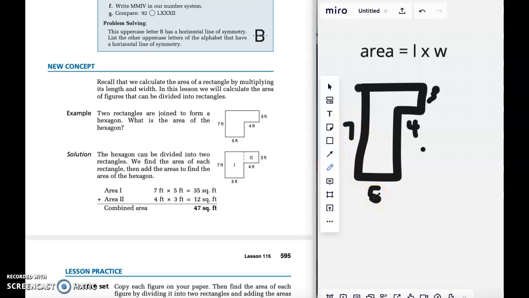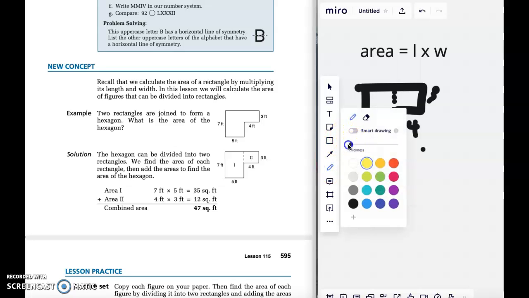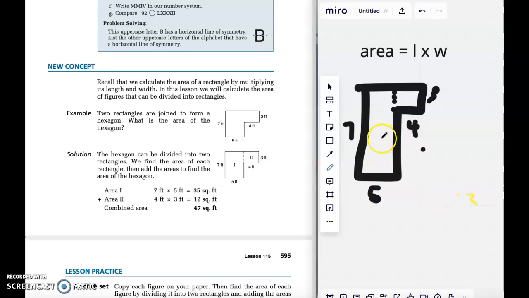So if we want to find the area of the hexagon, it says 2 rectangles are joined to form a hexagon. What is the area of the hexagon? Well, the first thing we want to do here is make sure that we are subdividing or dividing up our shape into 2 shapes, right? So here we have shape 1 and shape 2. Now the shape of the rectangle, let's see if I can make this any smaller. All right. Yep. So here we have this large rectangle right here.